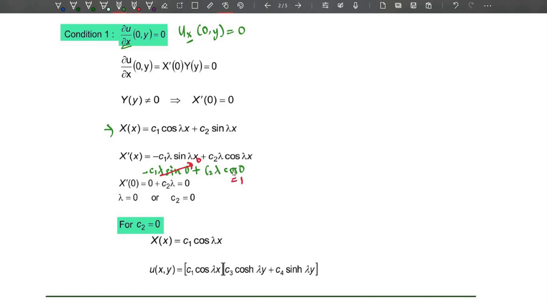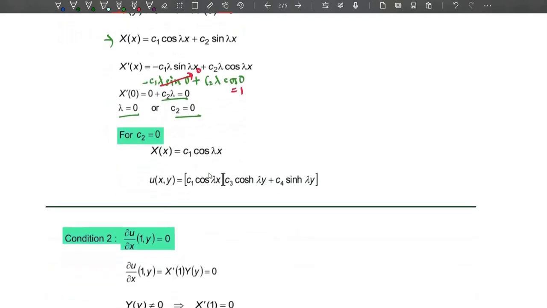Next, sin 0 is equal to 0 and cos 0 equal to 1. Therefore, we have these two choices. The first one, lambda is equal to 0, or c2 equal to 0, because we are left with c2 lambda equal to 0. So let us solve for when c2 equal to 0 first.